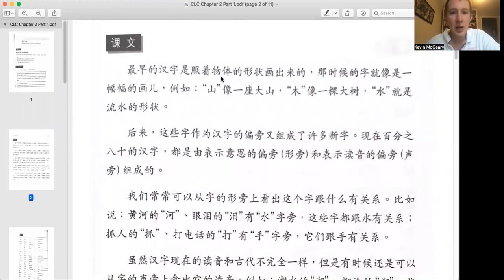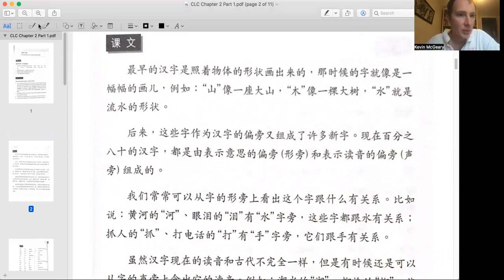最早的汉字是照着物体的形状画出来的，那时候的字就像是一幅幅的画。Most books are published in Beijing, so you can take or leave this character because it's just the Beijing accent, the pirate language. 画. In fact, in the rest of the country, you just say 画. 例如山像一座大山. The character Shan, mountain, looks a bit like a mountain, and the ancient character even more so. 木像一棵大树. The character mu, which in modern Chinese is wood, looks a bit like a large tree. 水就是流水的形状. 水, water, which means water in modern Chinese and ancient Chinese, looks a bit like flowing water.